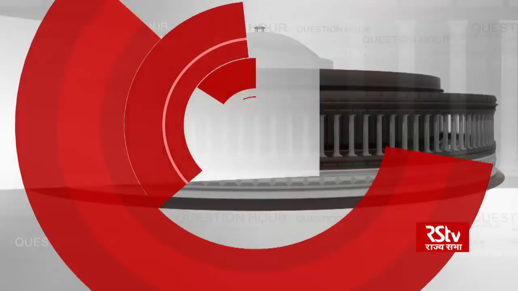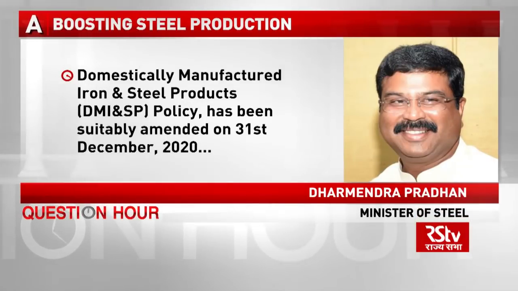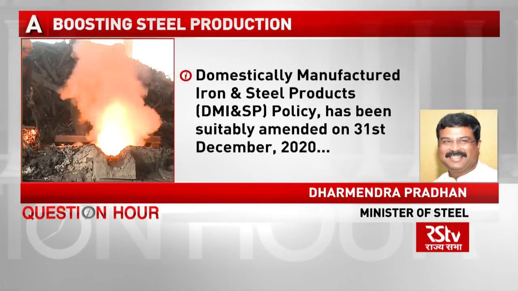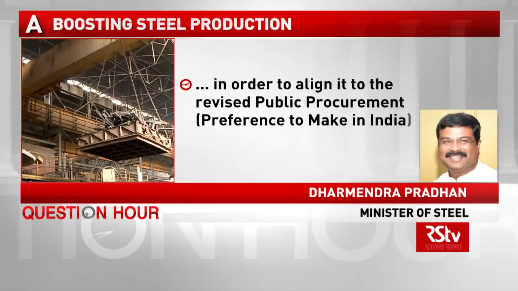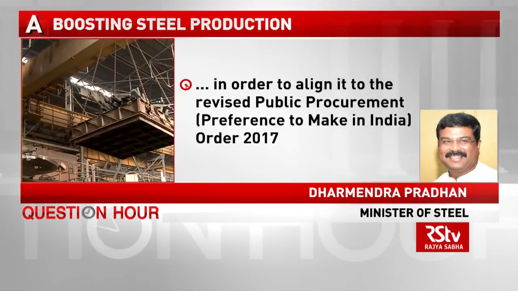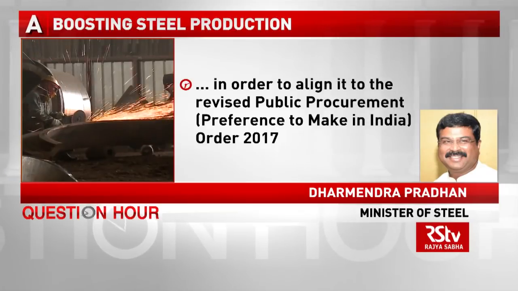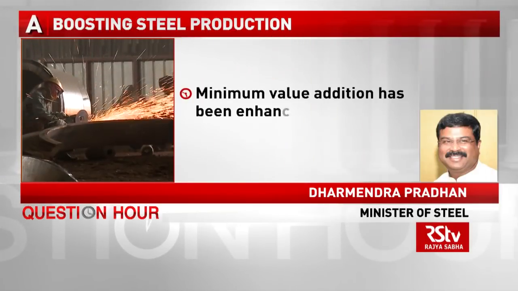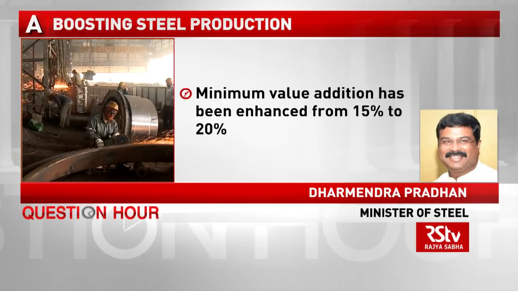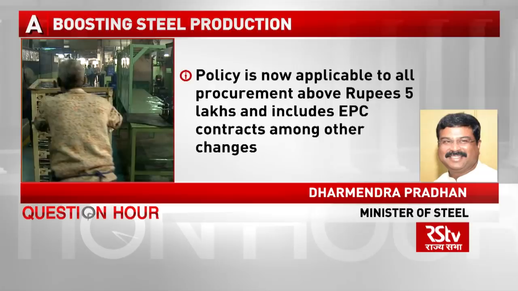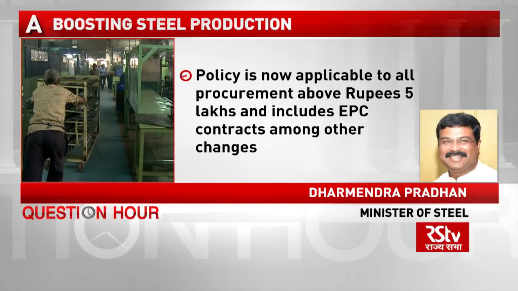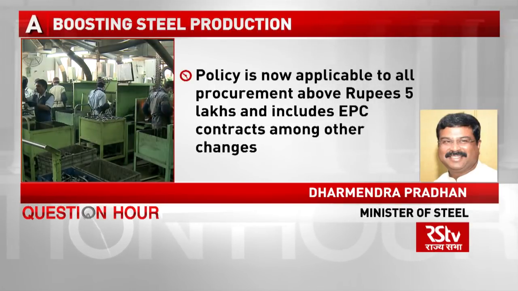Domestically manufactured iron and steel products policy has been suitably amended, via notification dated 31st of December 2020 in order to align it into revised public procurement preference to Make in India Order 2017. The minimum value addition has been enhanced from 15% to 20% and the policy is now applicable to all procurement above 5 lakh and includes EPC contracts among other changes.